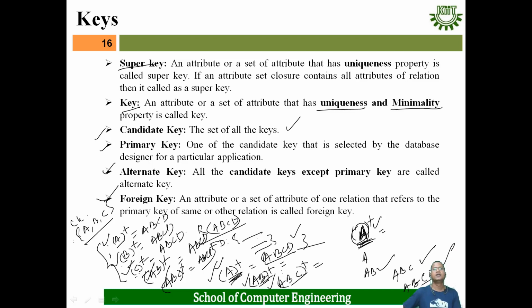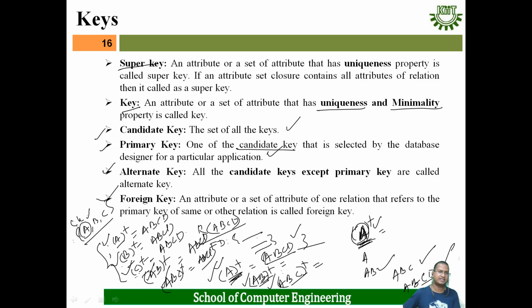In this case, then what is a primary key? One of the candidate keys that is selected by the database designer for a particular application is known as the primary key. That means any of the keys from the candidate key set can be selected as a primary key. Then what is an alternate key? All the candidate keys except the primary key are called the alternate keys.